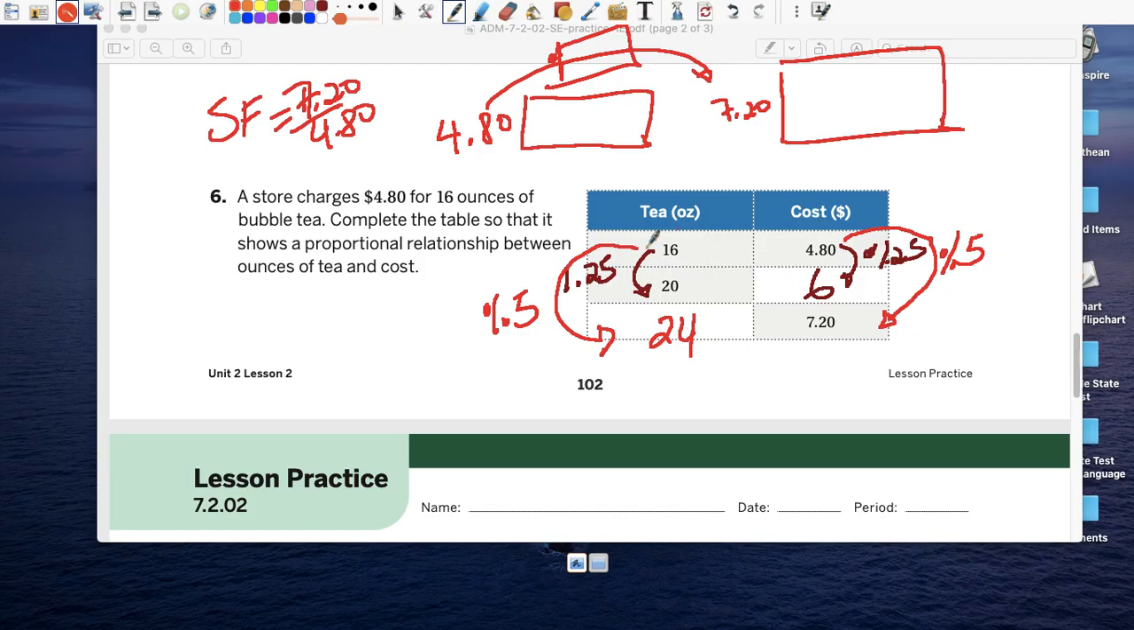Okay, so either you do it this way, or you find the unit rate, which was 0.3, and multiply that by 0.3, multiply this by 0.3, multiply this by 0.3. Your choice.